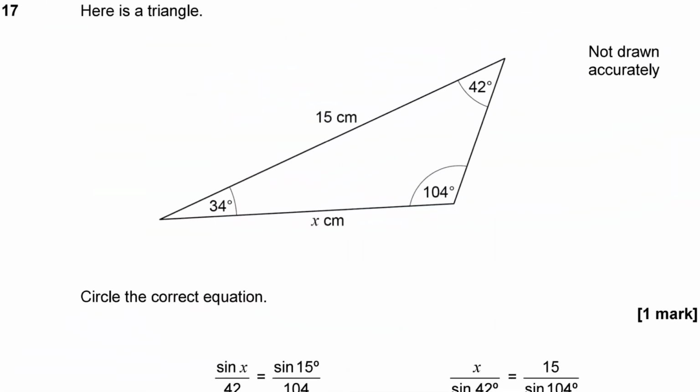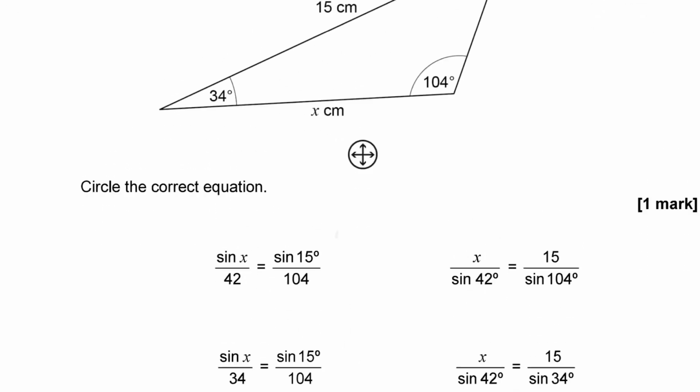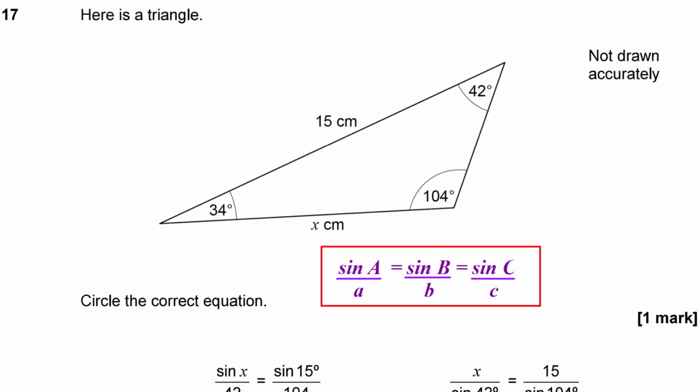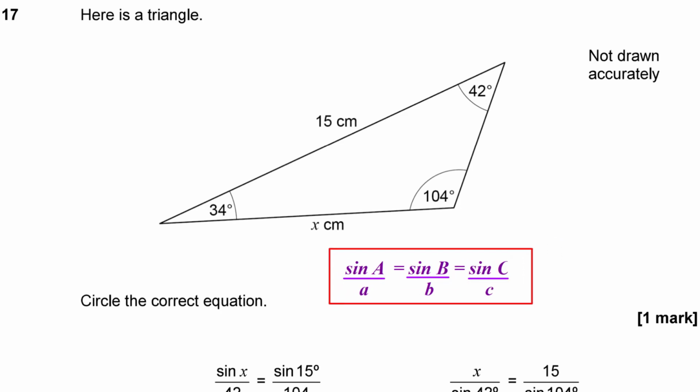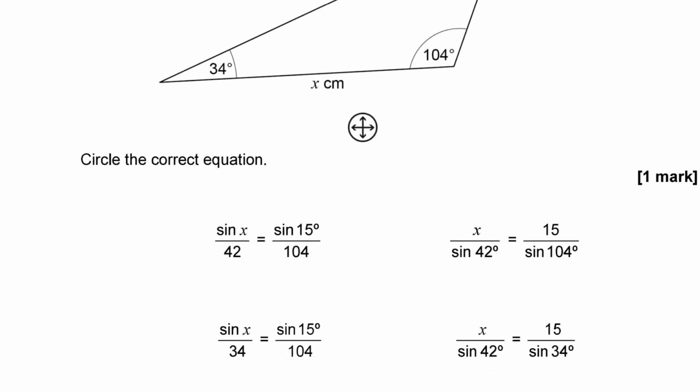Question 17. Here is a triangle. It's not drawn accurately, and we're asked to circle the correct equation. So these are all kind of formulations of the sine rule, aren't they? So what does the sine rule say? The sine rule says sine A over a equals sine B over b is equal to sine C over c, or the other way up, that a over sine A equals b over sine B, which equals c over sine C. Now we are wanting to find x here, aren't we?